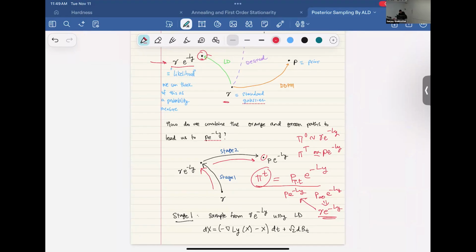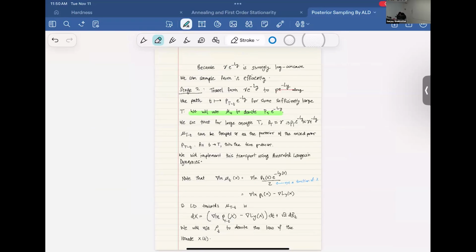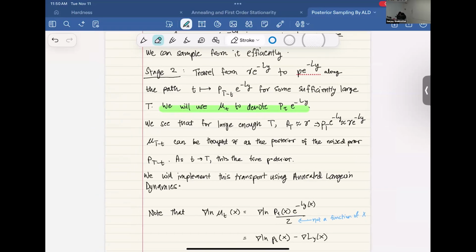What is pi t? This is the path. So we're going to run annealed Langevin dynamics for this path from t equals 0 to t equals capital T. I want to say hope for the best, but basically we'll get annealed KL and Fisher divergence guarantees for this path. That's for stage 2. What is your question?